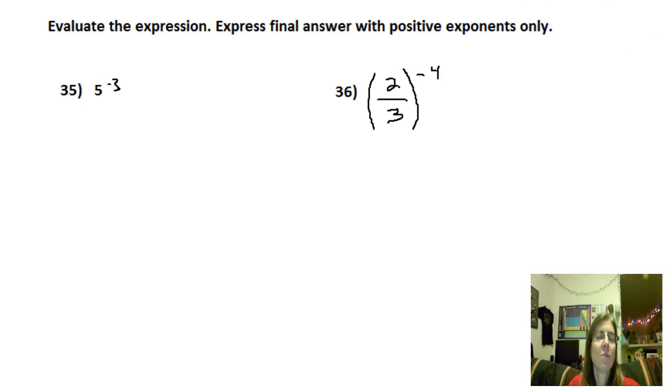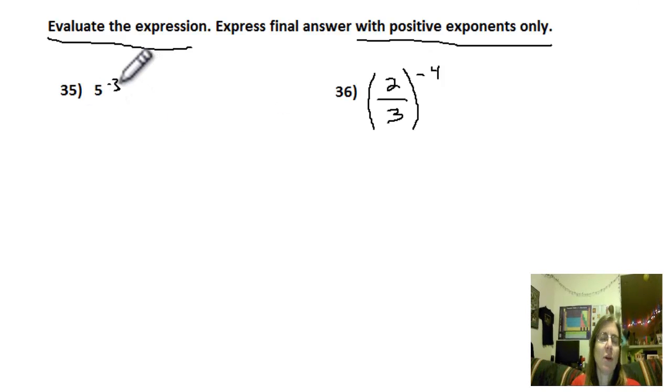Alright, in these problems from the final review, you have to evaluate the expression and express the final answer with positive exponents only, so we'll take a look at what that means. In the first example, you have a negative exponent, 5 to the negative 3. What that means is you're going to do 1 over 5 to the third. That's how you make it into a positive exponent. 5 to the negative 3 equals 1 over 5 to the third.